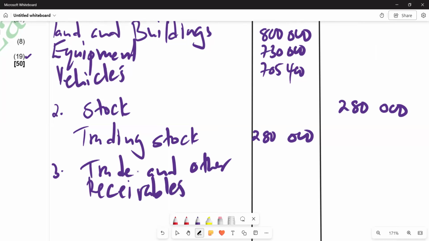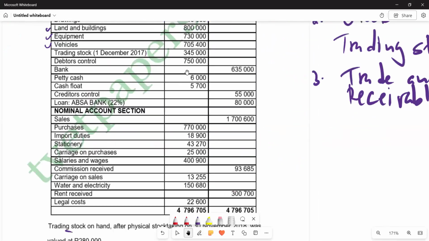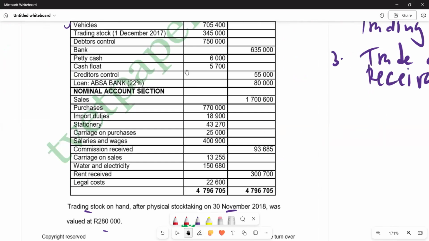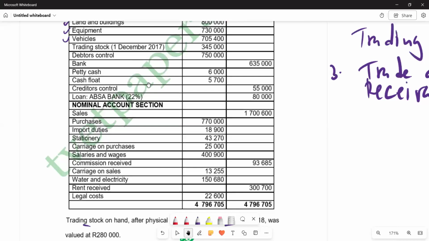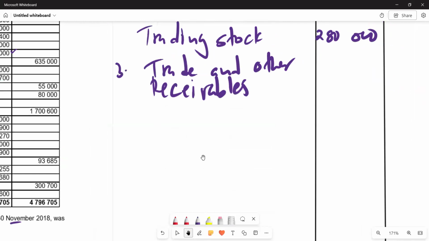And for trade and other receivables, we are going to check if you have got debtors control in our question, and obviously other receivables, we might have some prepayments of expenses, we might have accruals of income. They are also part of receivables, but in this question we do not have such, so we are just going to pick our debtors control, which is 750,000. So we can just go and put our 750,000 as our trade and other receivables, which is debtors control.